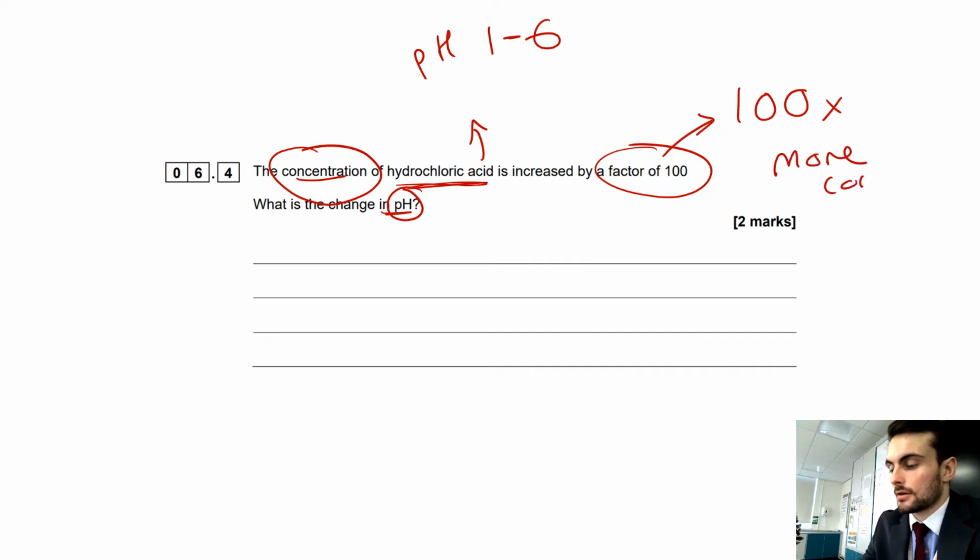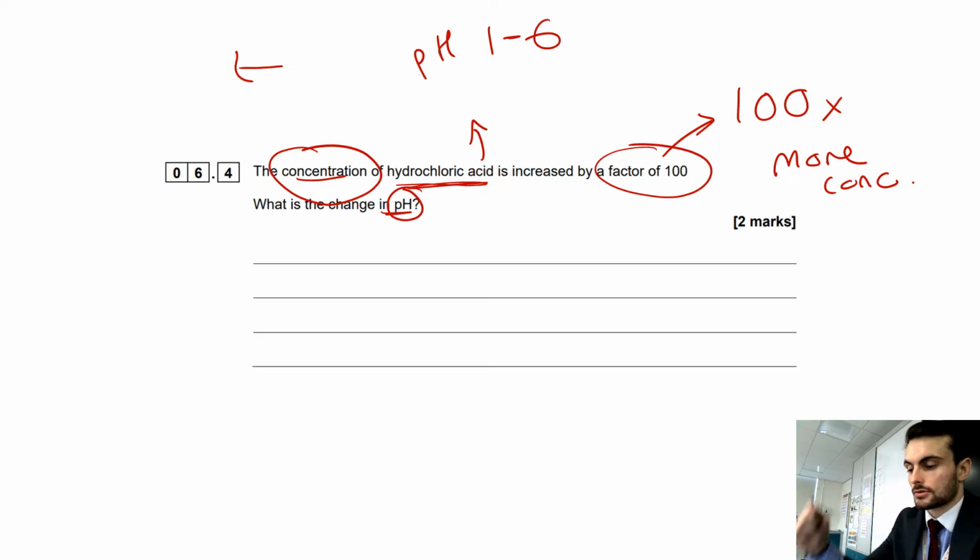So the first thing to think about is, if an acid is more concentrated, which way on the pH scale is it going to go? It's going to go more towards the acid end, and the most concentrated acid pH you can get is 1. So if we make it more concentrated, the first thing we can definitely say is the pH is going to decrease.